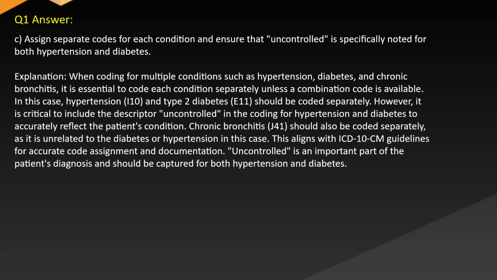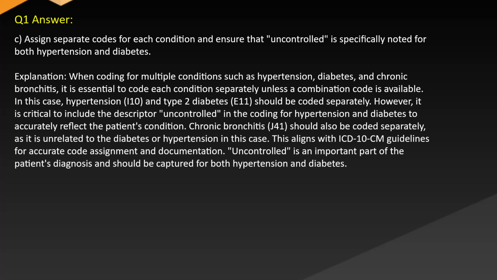Answer. C. Assign separate codes for each condition and ensure that uncontrolled is specifically noted for both hypertension and diabetes. Explanation. When coding for multiple conditions such as hypertension, diabetes, and chronic bronchitis, it is essential to code each condition separately unless a combination code is available. In this case, hypertension and type 2 diabetes should be coded separately.